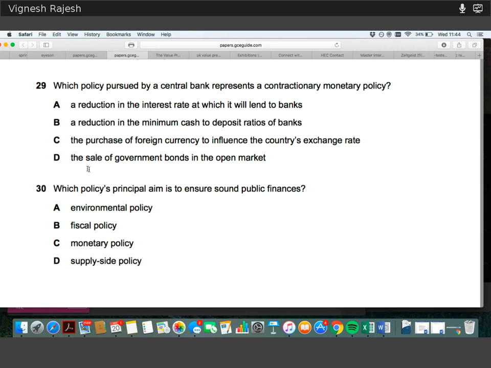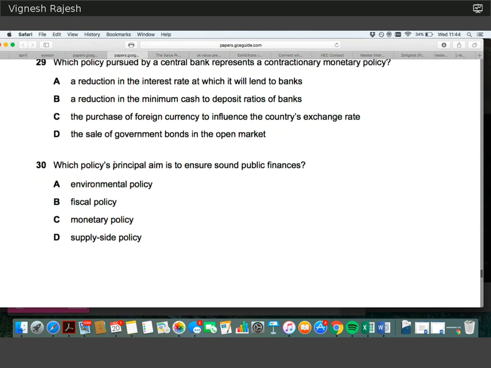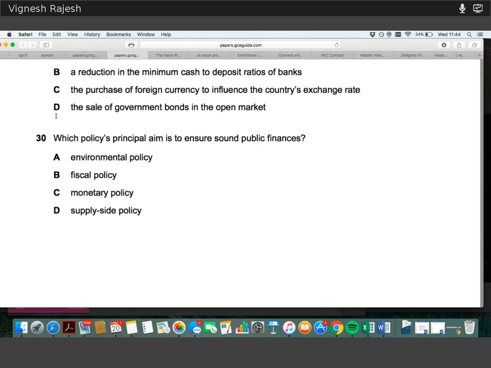The answer in this case is D, because you think of the sale of government bonds in the open market by the central bank. That's essentially them taking money out of the system, because the government bonds will be purchased by private investors, banks and financial intermediaries who use money in the economy to buy them. This money goes to the central bank, who then stores it. So you can think of it akin to money being taken out of the economy, and therefore a contractionary monetary policy. So the answer in that case is D.